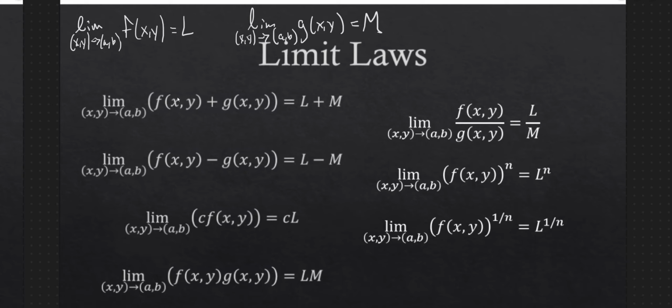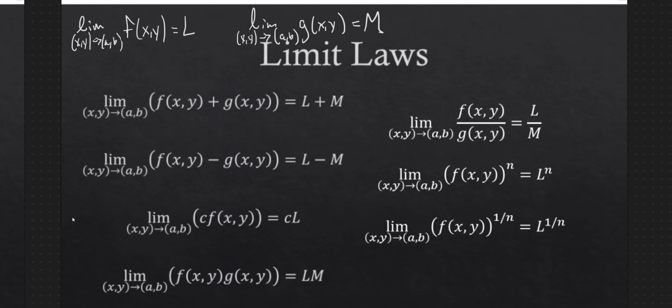And so now we get all these rules, right? The sum of two functions, difference of two functions. So if the limit as (x, y) approaches (a, b) is L for f, and for g it's M, then the limit of the sum is the sum of the limits. Limit of the difference is the difference of the limits. A constant multiple c times f will go to c times L. Limit of a product is the product of the limits. Limit of a quotient, limit of a function raised to a power, limit of a function raised to a fractional power. All of these hold, and this allows us to now put these together.